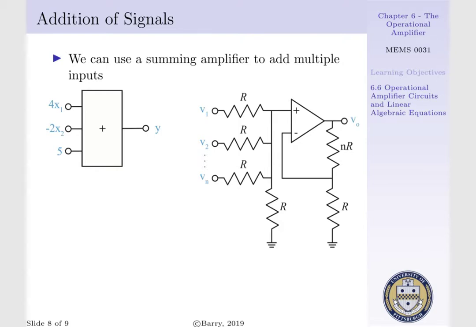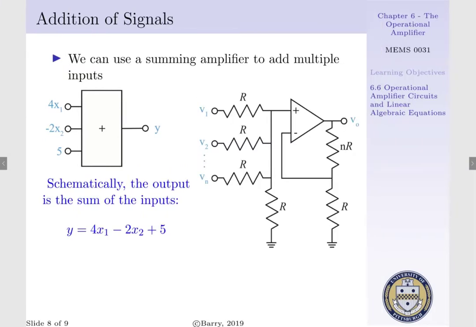These three resistors are connected at a common node that then goes into our non-inverting terminal of our operational amplifier, and on the bottom they're connected to a resistor that's connected to ground. Our output of our operational amplifier, V0, is connected to a resistor NR, where N represents the number of inputs into our system. It's then connected to a trace that goes into our inverting terminal of our operational amplifier, and then another resistor with resistance R connected to ground.